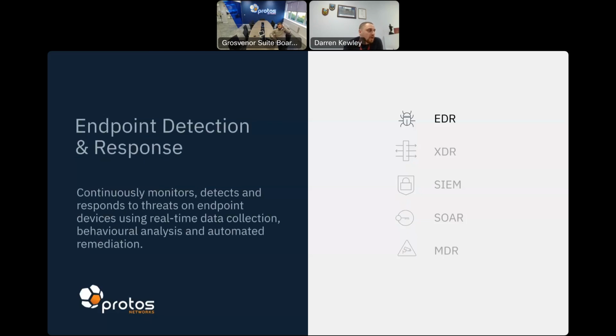I'll just drop through into a few of them. So the first one, EDR, endpoint detection and response. This really is an evolution on your traditional antivirus, and businesses and professional organizations now should have EDR next to their regular anti-malware and antivirus solutions.